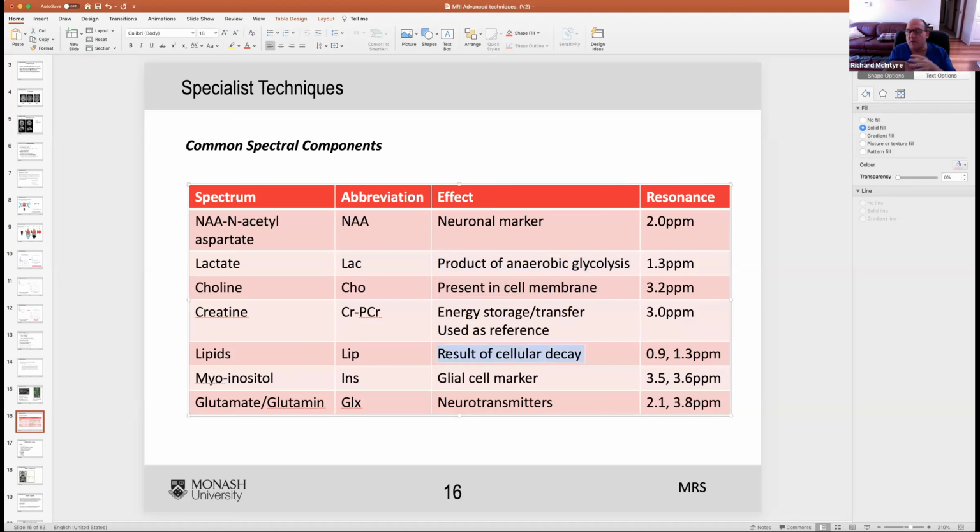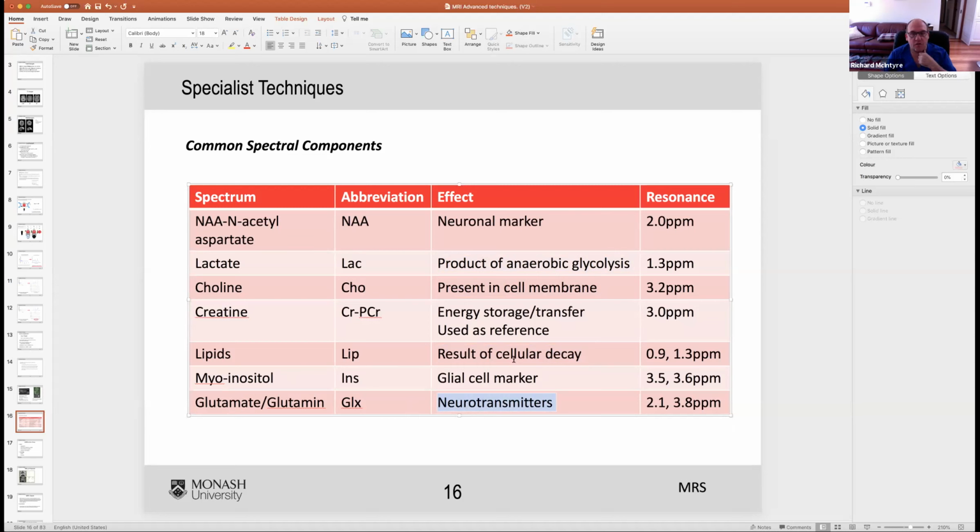So if we have cells that are dying over a period of time, we get a buildup of lipids. Myo-inositol is a glial cell marker. Glutamate and glutamine are neurotransmitters, so they help the nerves function properly.